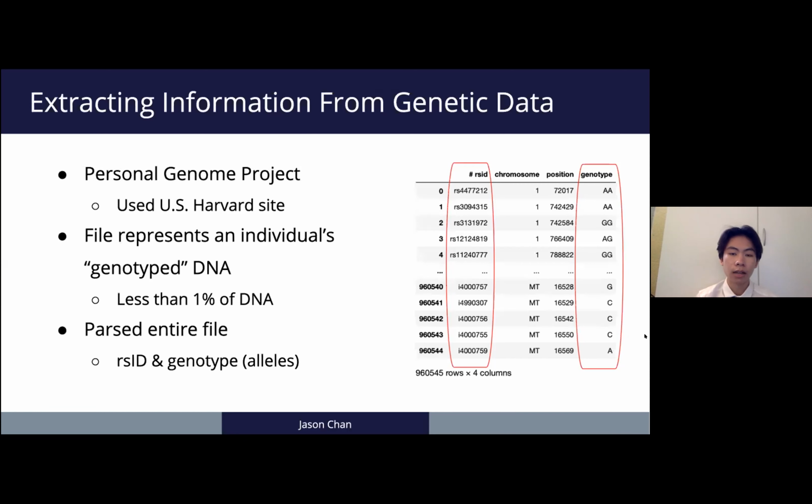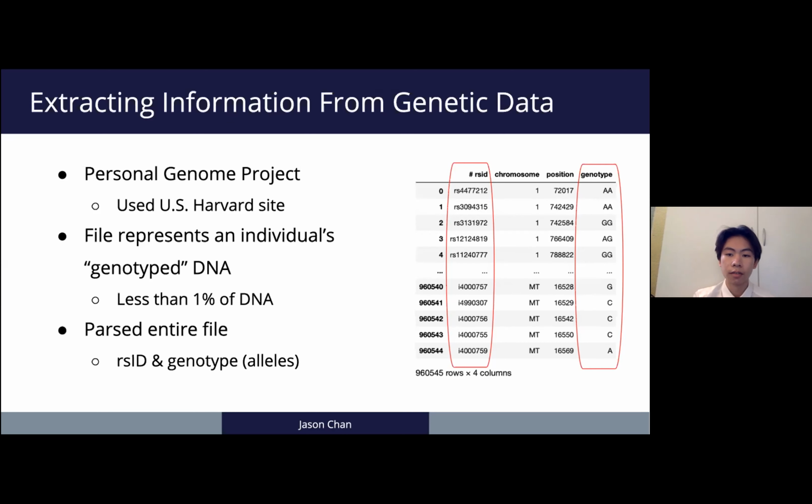So first, we had to get some data to run this project and train my model. I took this data from the Personal Genome Project, which is a publicly available database holding genetic data, and they have multiple locations. However, I used the US Harvard site so that the data would be formatted the same, and the genetic populations may vary if it's a different country, and it may skew our control group.